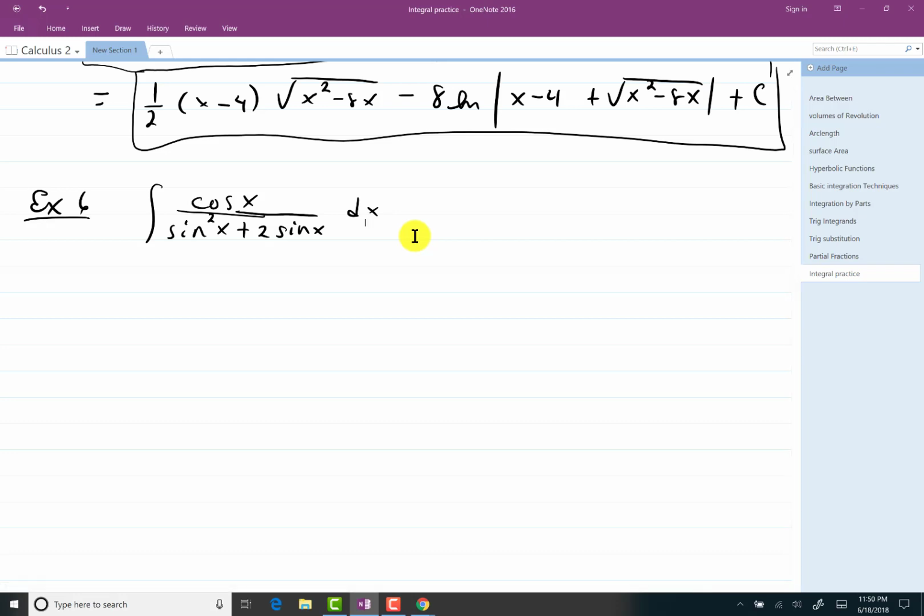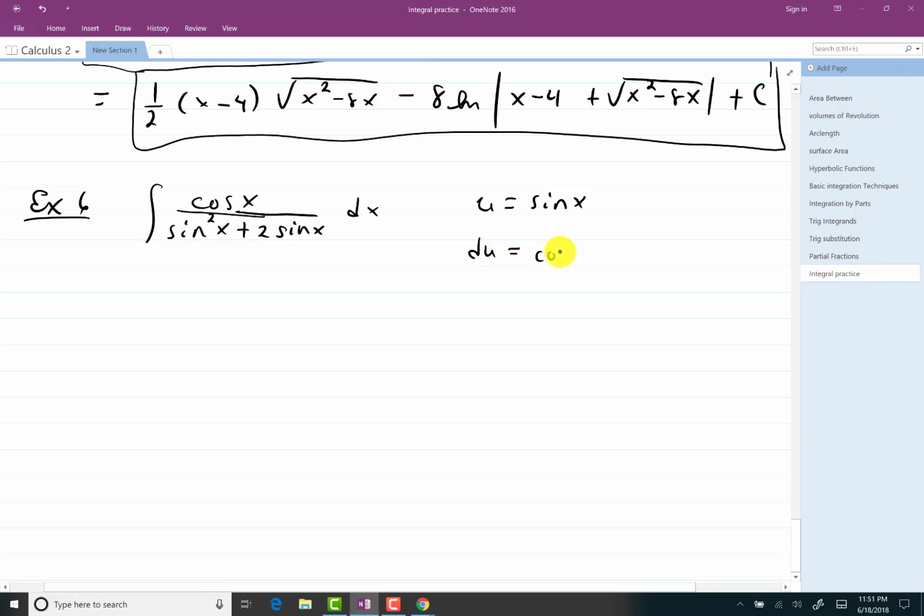But I think it might be a little bit easier to simply let u equal sine of x, because du then is cos of x. So if I let u equal sine of x, try the other method and see. I don't think it's going to be that much harder. I think, in fact, it may actually be equivalent as far as difficulty.